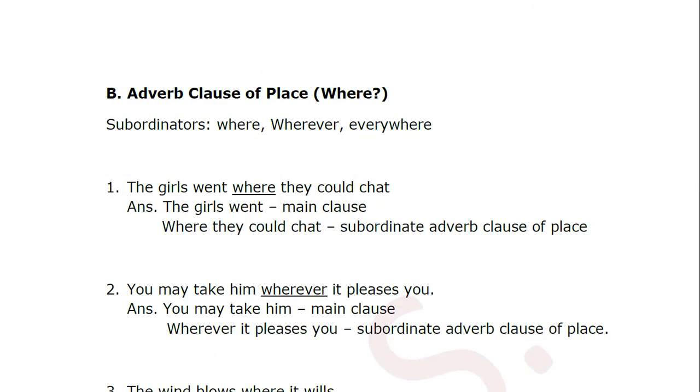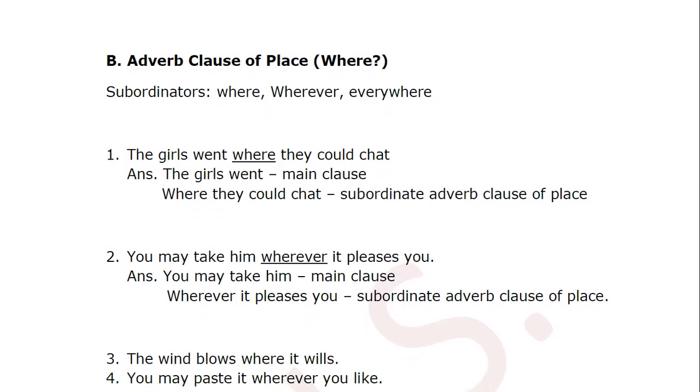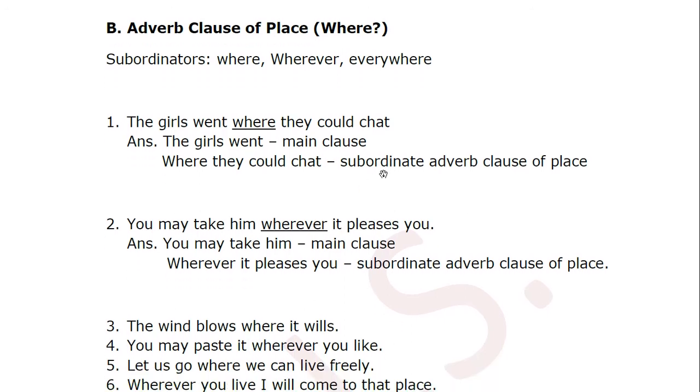Now we go to the next clause, that is adverb clause of place. Here your question that you ask is where. So let's see the subordinators: where, wherever, everywhere. This is very easy. You have only three subordinators, where, wherever and everywhere. So whenever you see where, wherever or everywhere, there's no need of thinking whether it's noun clause, adjective clause or adverb clause. You know it is adverb clause of place.